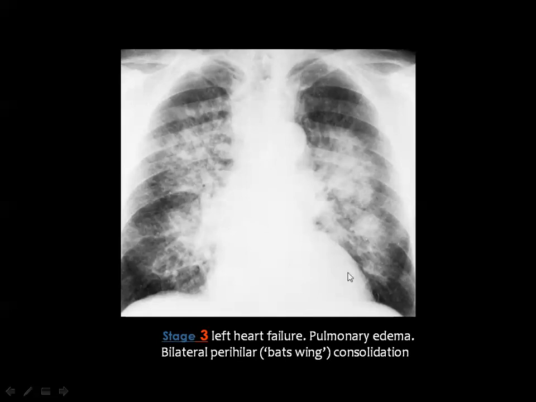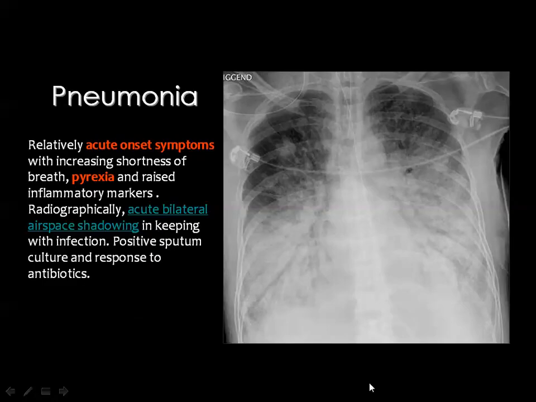It is also known as stage 3 left ventricular failure. Remember, stage 1 is enlargement of the hilar shadows with distension of the upper lobe vessels. Stage 2 is the presence of interstitial edema with A, B, C Kerley's lines, as I have mentioned. Then stage 3 is the alveolar edema.